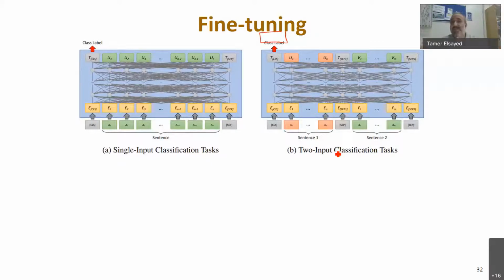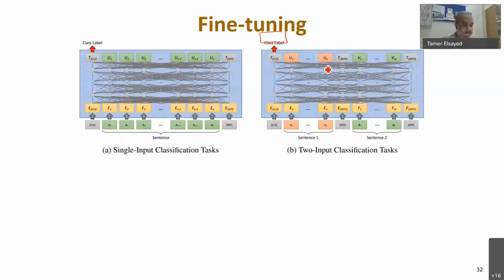If I have labeled data for that, then I can fine-tune BERT for that specific task. In that case, it's a binary classification. So the CLS token will just be an input to a binary classifier that will tell us whether this is true or false, whether they are paraphrasing of each other or not. So that's an example of two input classification.